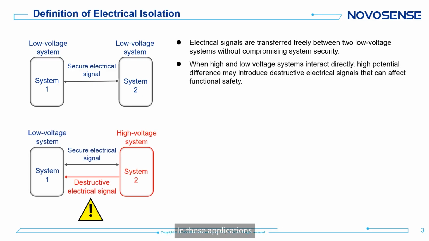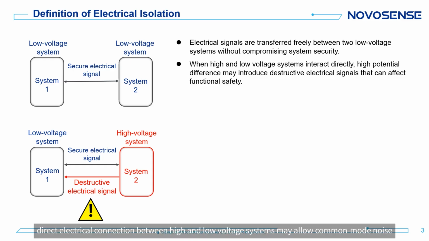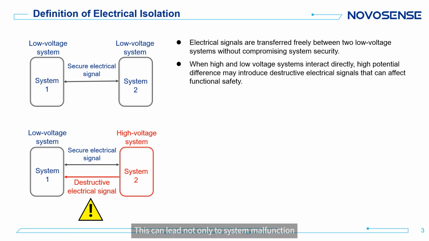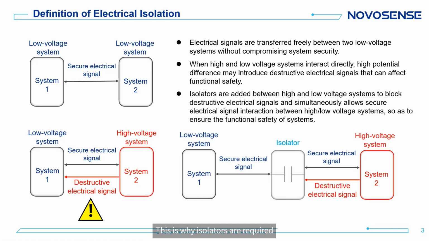In these applications, direct electrical connection between high and low-voltage systems may allow common mode noise, surge voltages, or even fault currents from the high-voltage side to couple into the low-voltage control side. This can lead not only to system malfunction, but also to functional safety risks and, in severe cases, hazards to human safety. This is why isolators are required.